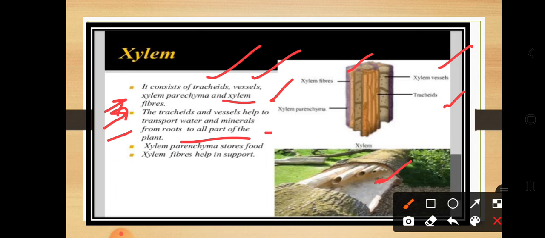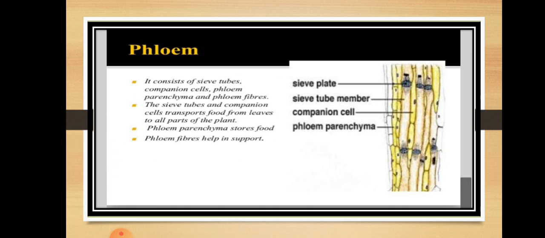These are the 4 points. If you write them for 2 marks, you will get full marks, but with that you have to draw the image also for getting the full 2 marks. Next, let us talk about the phloem.